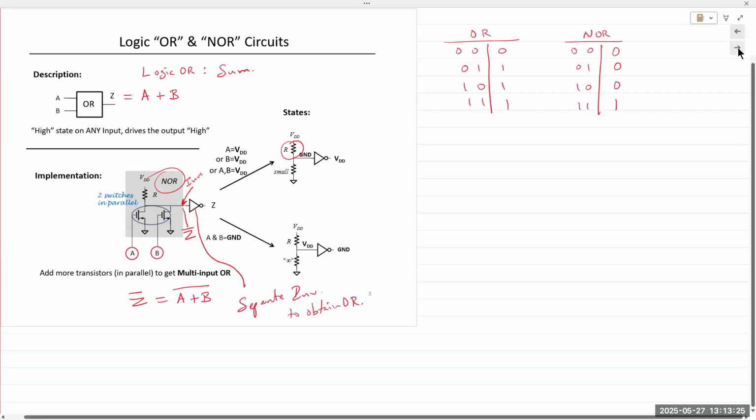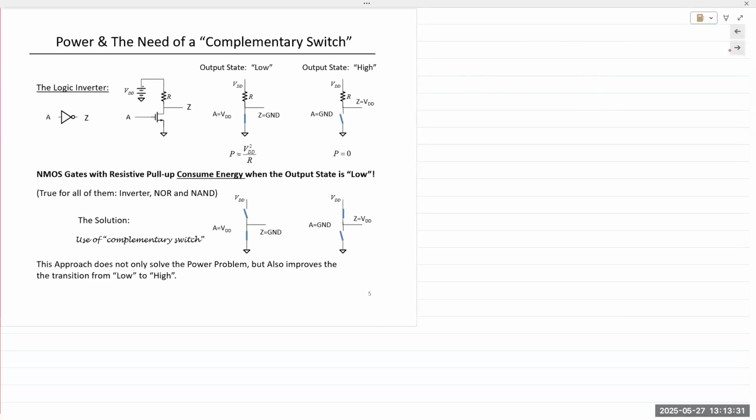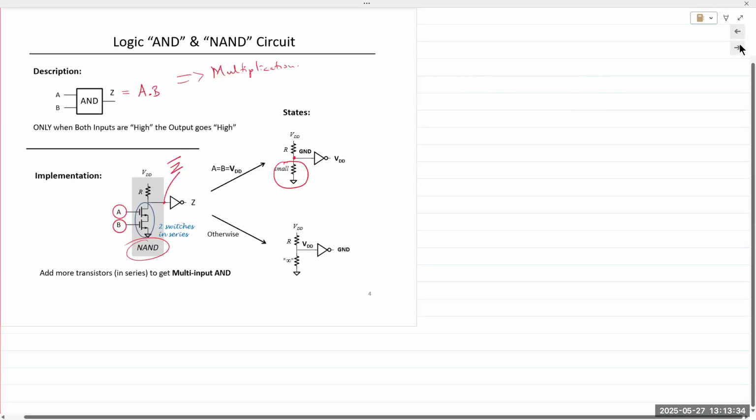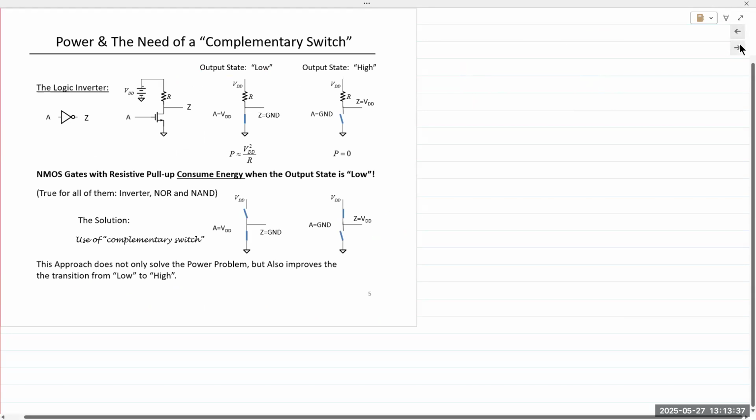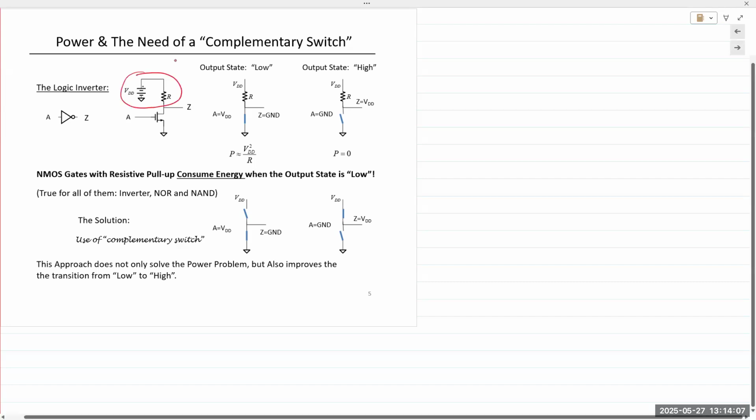And so then we saw the logic NAND and NOR gates using MOSFETs. And now here's the reason why we actually use NMOS and PMOS together. Remember, MOSFETs come in two flavors, P channel and N channel. If we have circuits implemented using both types of MOSFET devices, then we call that complementary MOS. And so the need for a complementary switch is due to power consumption. The logic inverter gate was a single NMOS transistor with a pull-up resistor that pulls it up to VDD, right?